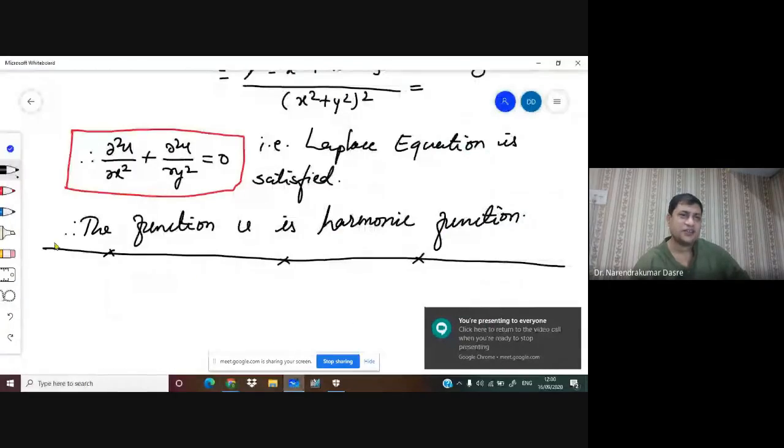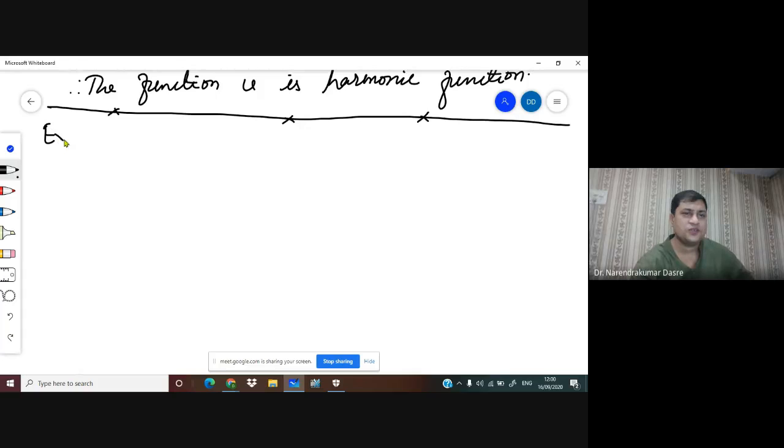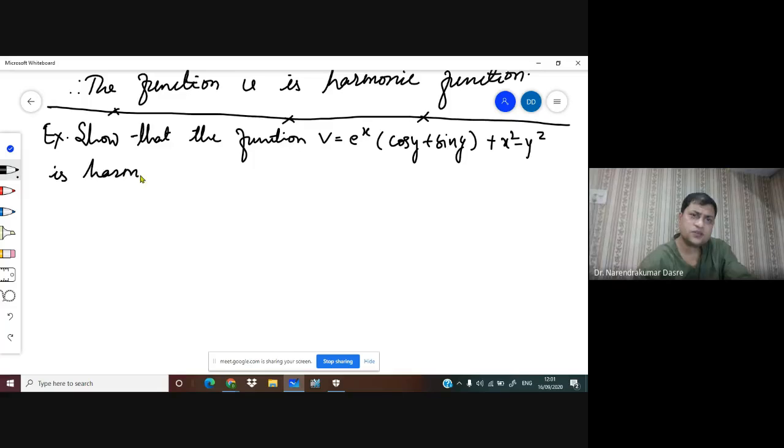We'll solve one more example then. Okay. So let's have another example. Show that the function v is equal to e raised to x, cos y plus sin y, plus x square minus y square is harmonic. Okay, so we have to show that this function is going to be harmonic.